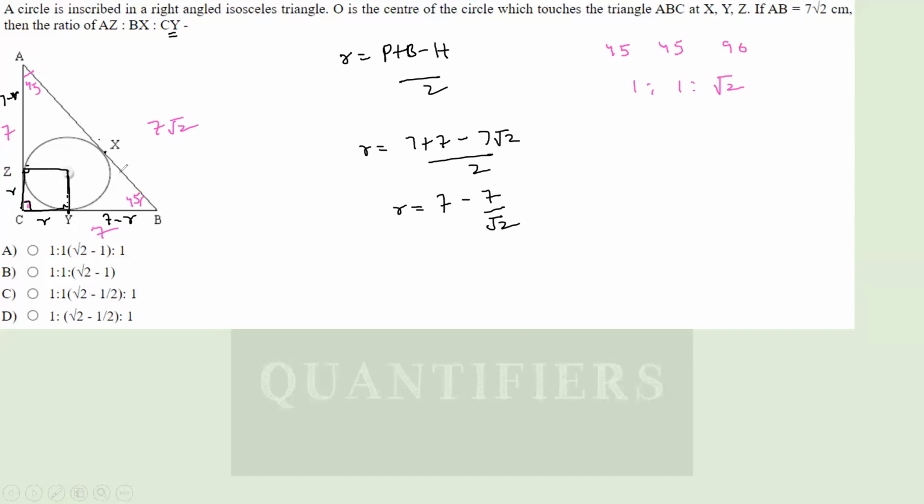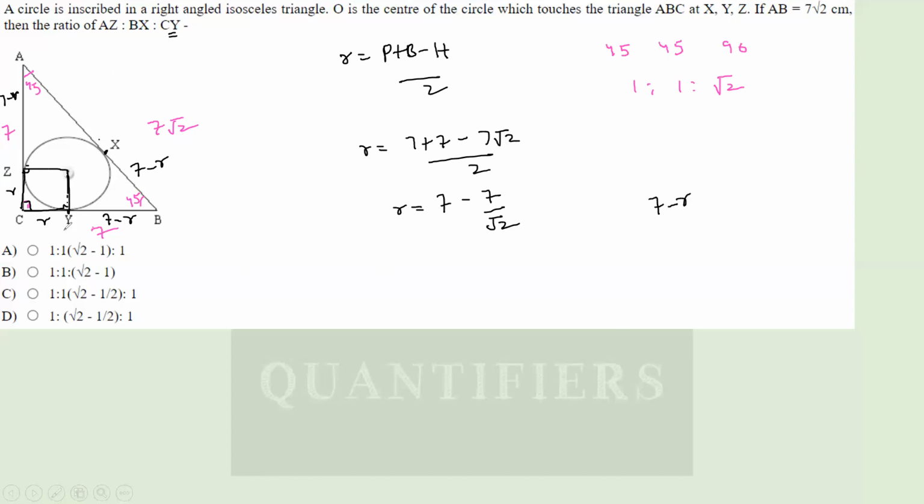BY और BX तो बराबर ही होंगे ना, because from any external point, if we draw two tangents to the same circle, their lengths will be equal. So this will also be 7 minus r. Now what do we need to find? We need to find AZ. AZ is 7 minus r. This is what we have calculated.